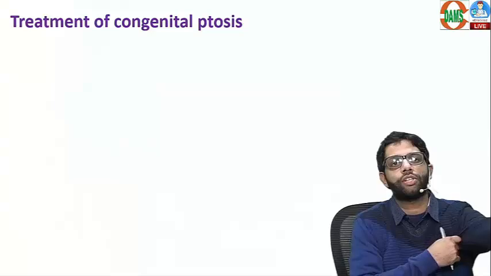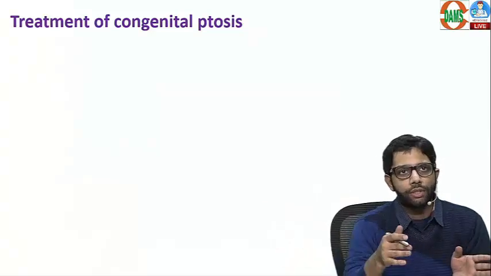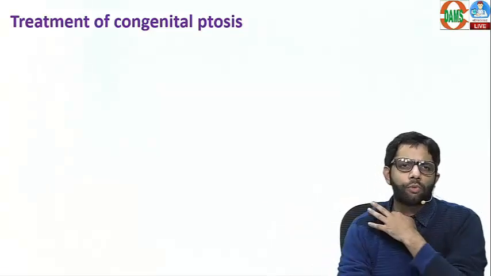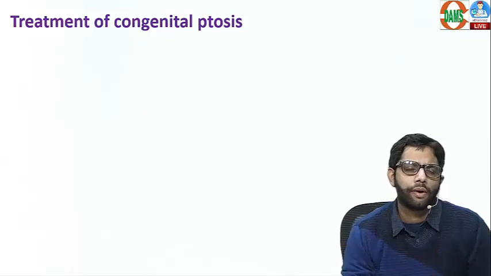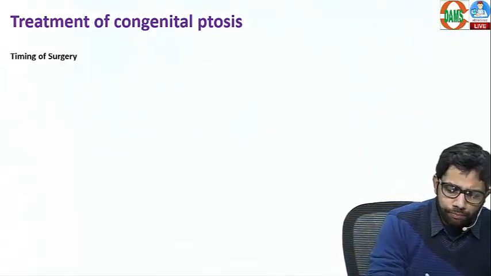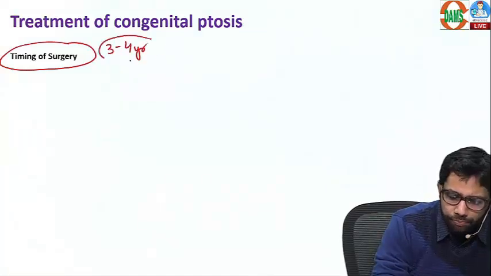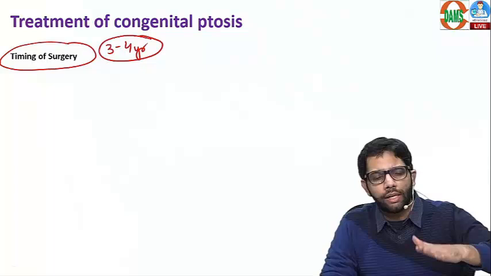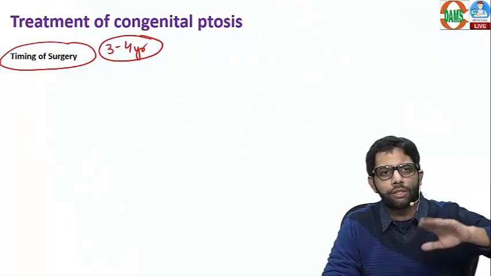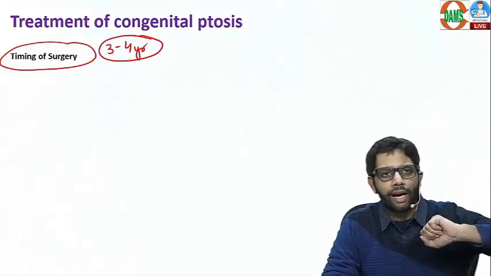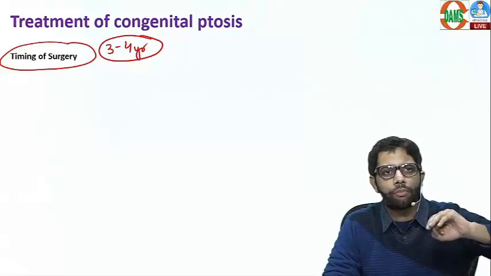Then the management of congenital ptosis. First, congenital ptosis. The first important point is when to do the surgery. The timing of surgery is important. Usually we take it as 3 to 4 years, because then the measurements will be accurate and the patient will be cooperative for measurement.